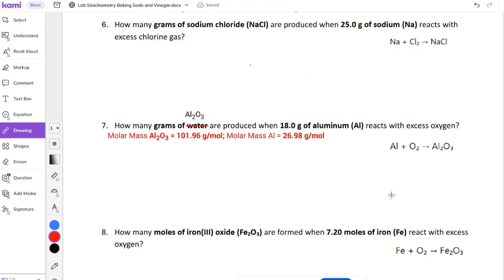So first I've got to balance this equation. Oh, my thing's not working so good. All right, so we've got 2 aluminums on the right, 3 oxygens on the right, 2 oxygens on the left, only 1 aluminum on the right.